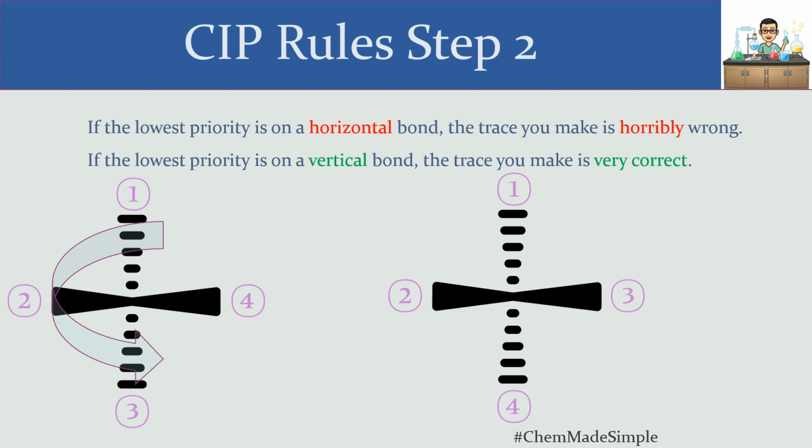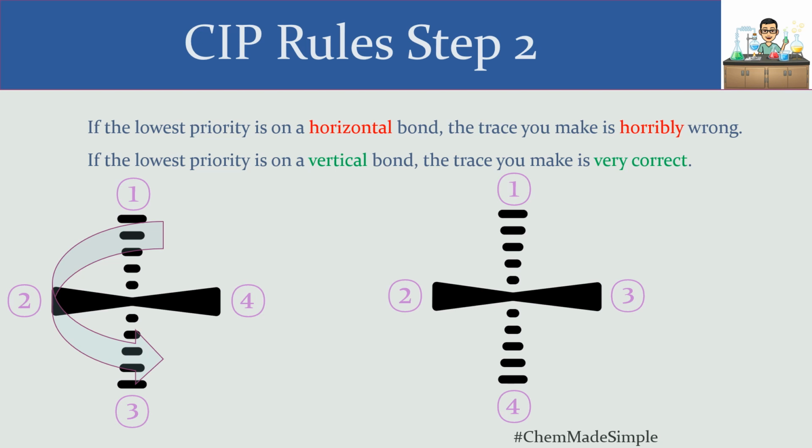If the lowest priority substituent or atom is on a horizontal bond, one way to remember that whatever configuration you find is not the correct one is that horizontal means horribly wrong. Whereas if the lowest priority substituent is on a vertical bond, then it's very correct. So let's take a look at how we can determine the absolute configuration around these Fischer projection molecules. I noticed that my lowest priority substituent is on a horizontal bond. That means whatever configuration I end up finding is horribly wrong.